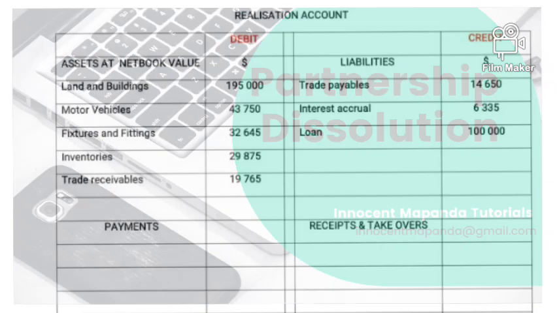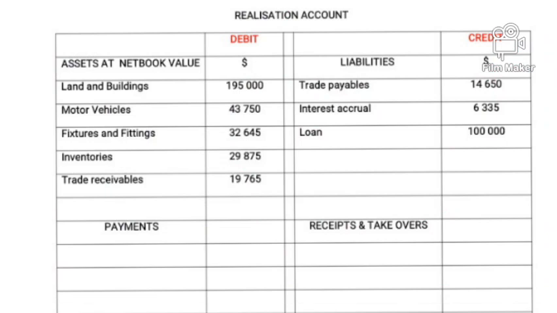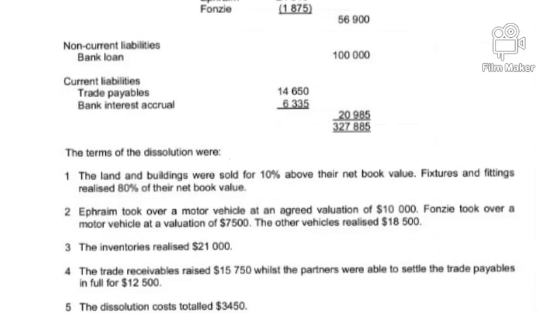Welcome back to the third segment. We are now moving on to the settlement of liabilities. In compliance with the Partnership Act, the partners or the partnership must settle all its liabilities. So I'm going to start with the trade payables amounting to 14,650. Right. Looking at note number 4, it is written that partners were able to settle trade payables in full for 12,500. It means that they received a discount from their suppliers.